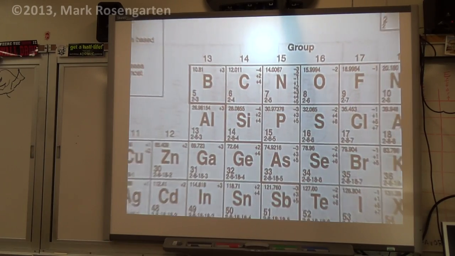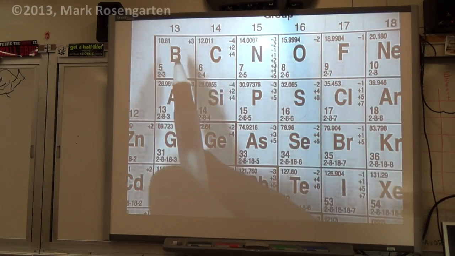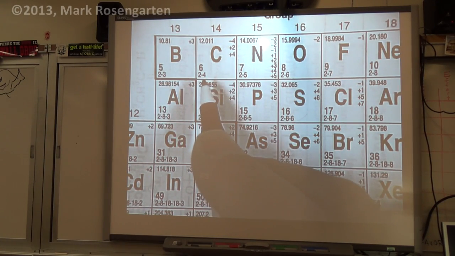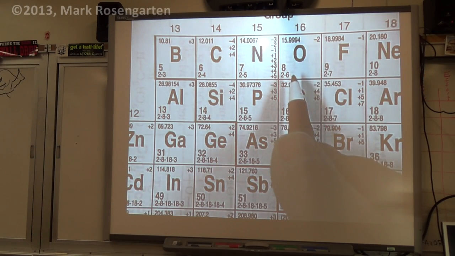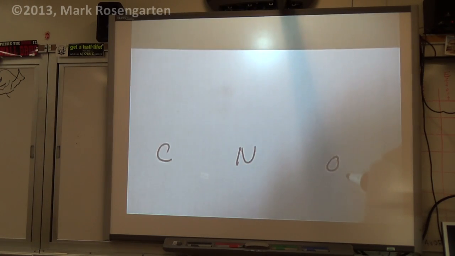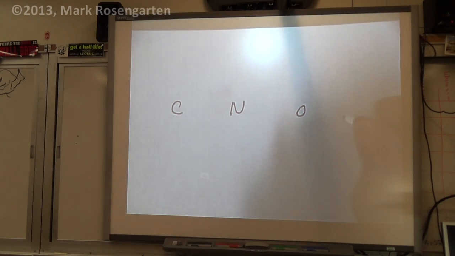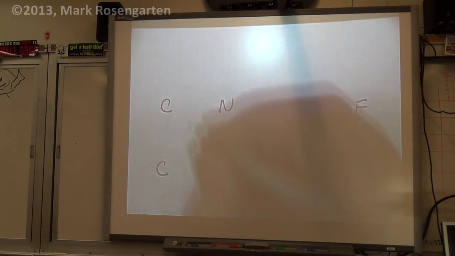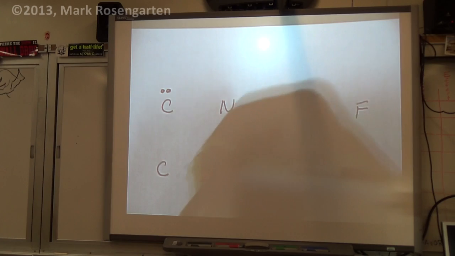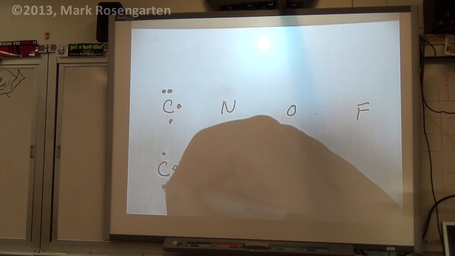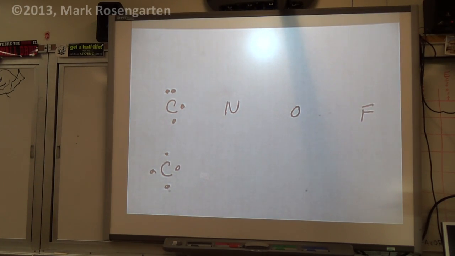I'm going to put 4 different elements down: carbon, nitrogen, oxygen, and fluorine. Carbon has 4 valence electrons, nitrogen has 5, oxygen has 6, and fluorine has 7. Carbon, nitrogen, oxygen, and fluorine. Carbon has 4. Now there's 2 ways of doing carbon. The traditional way is you fill up the S's first and then you fill up the P's. Or you can also draw it like this, which is how carbon bonds to form organic compounds.